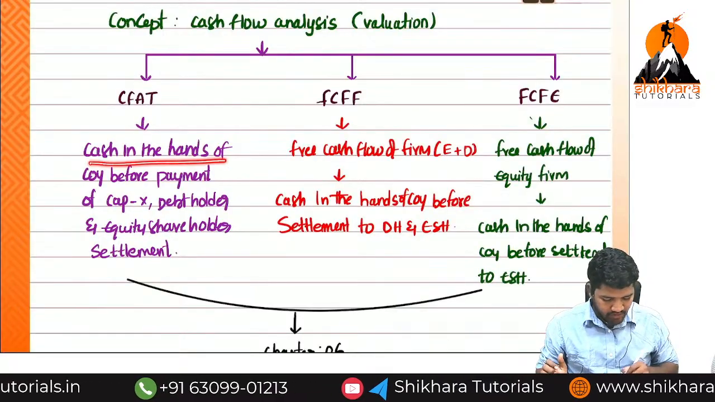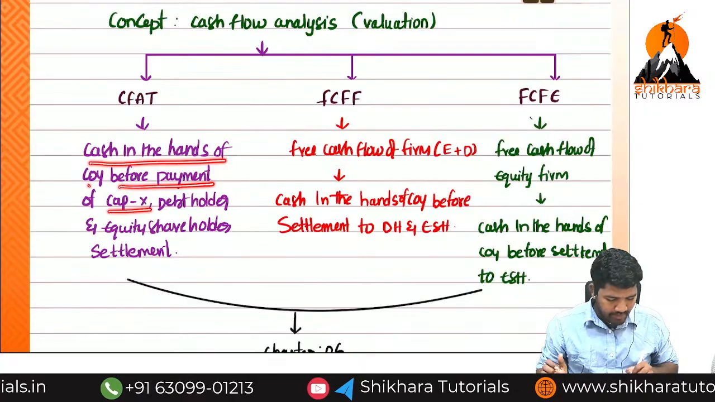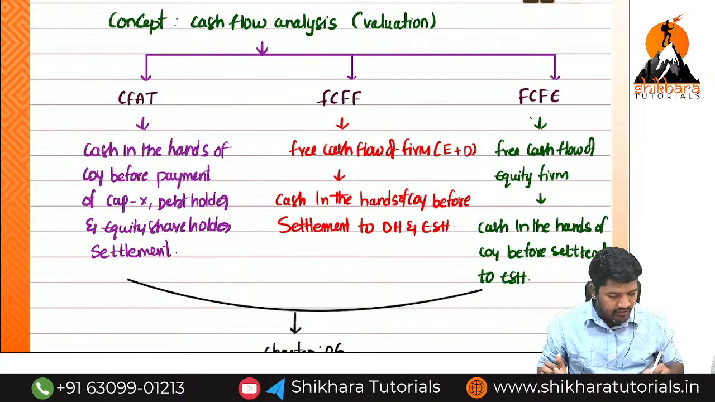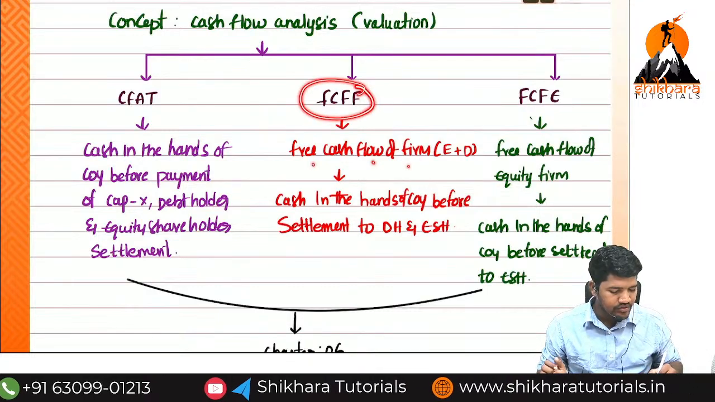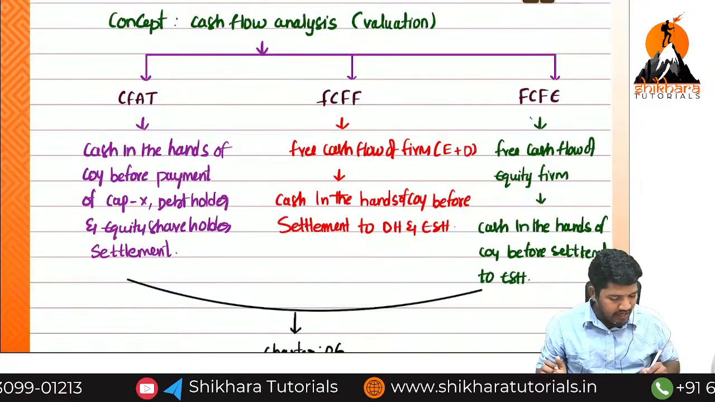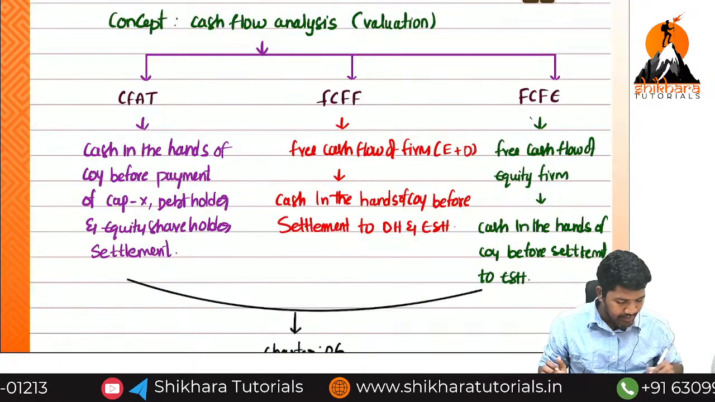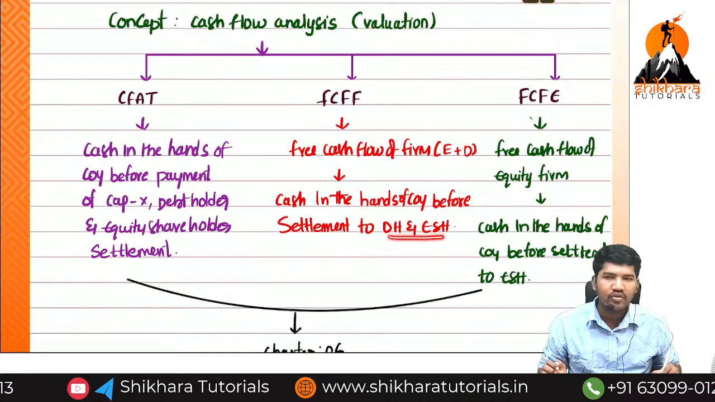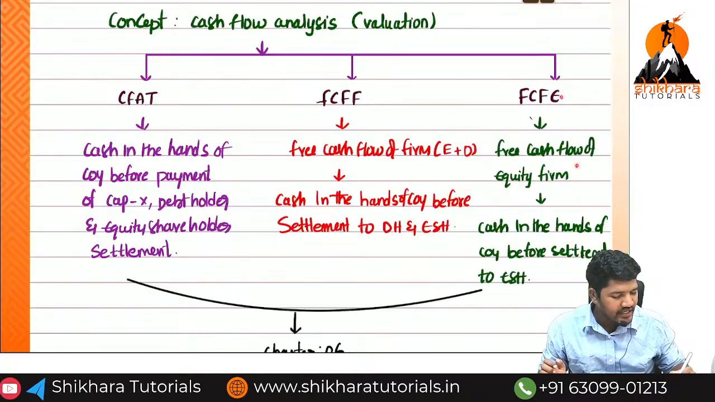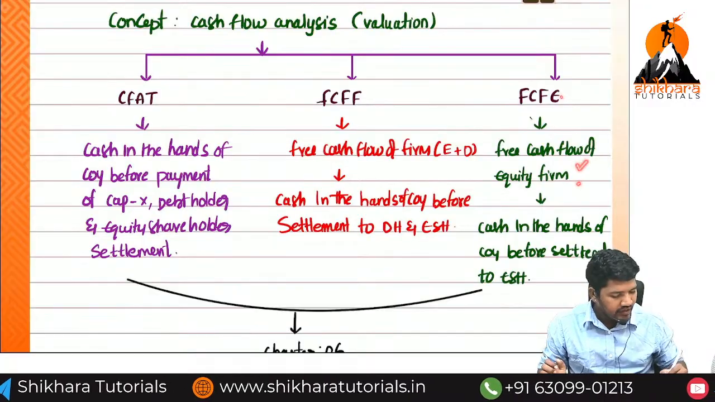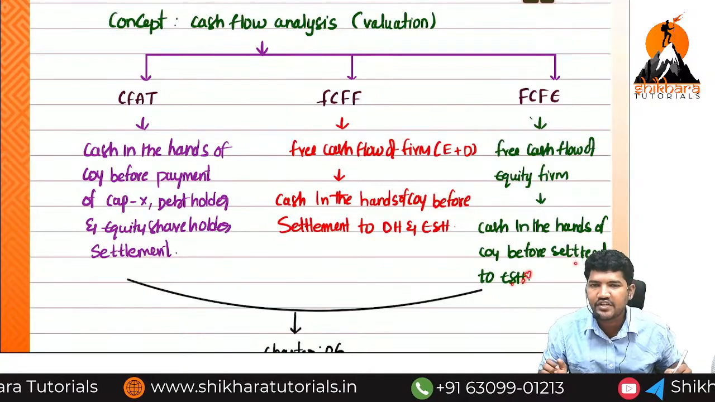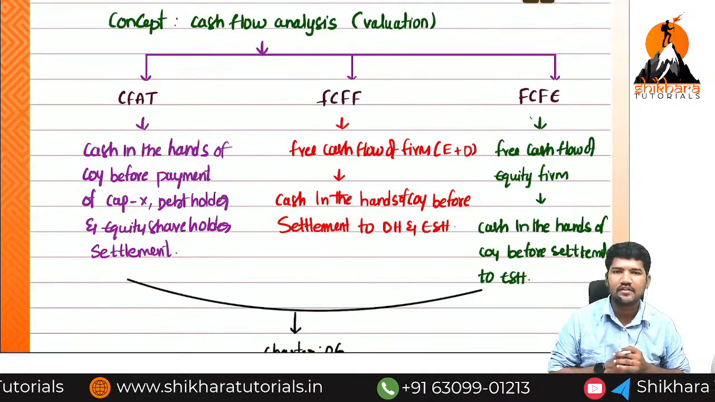Cash in the hands of a company before payment of capex, debenture holder and equity shareholder settlement. FCFF means free cash flows of firm. Here firm means equity plus debt. Now cash in the hands of the company before settlement to debenture holder and equity shareholder. FCFE means free cash flows of equity firm. Cash in the hands of the company before settlement to equity shareholder. Guys, clear?